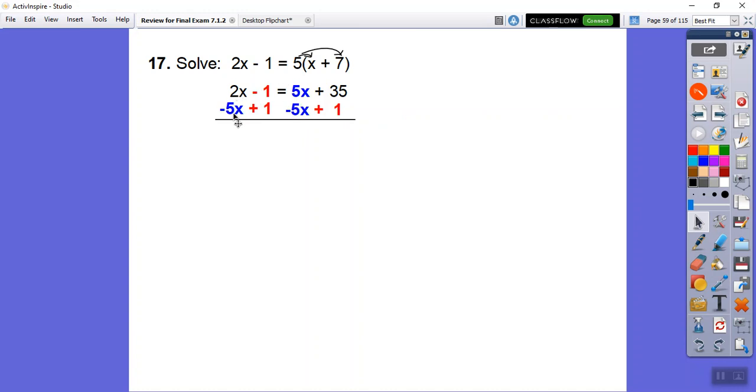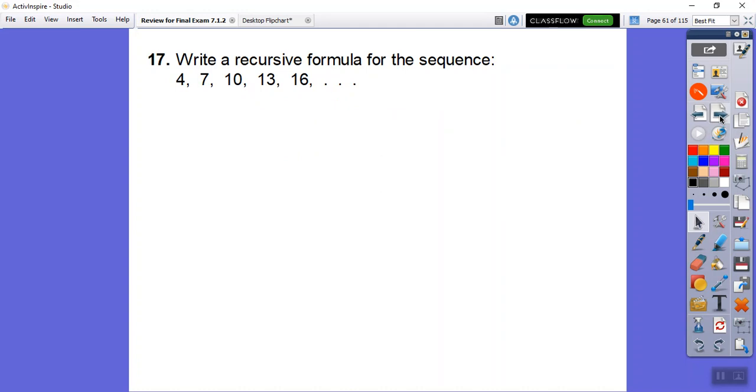2x minus 5x is negative 3x. Over here, 35 plus 1 is 36. And negative 3 goes into 36 negative 12 times. Okay, so there's our answer. There's no y on this one. It's just x. Write a recursive formula.